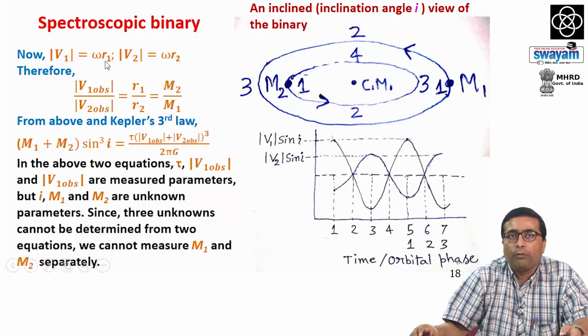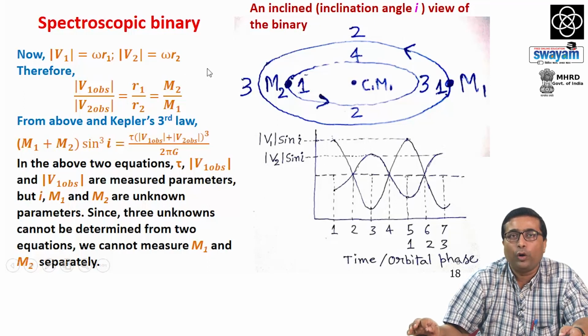Now, from the variation of the Doppler shift, from the variation of the energy or wavelength of the observed spectral lines, we can easily measure the orbital period and hence the angular speed of the stars, which is omega.